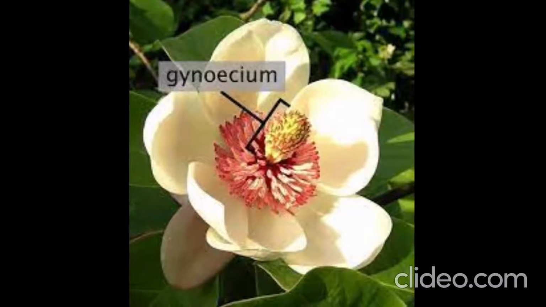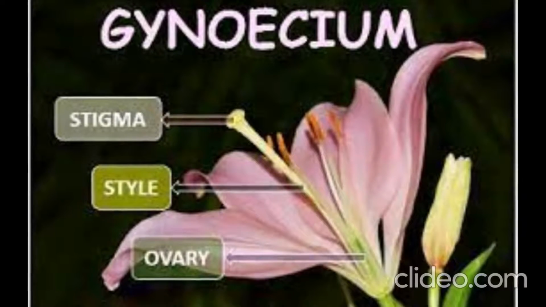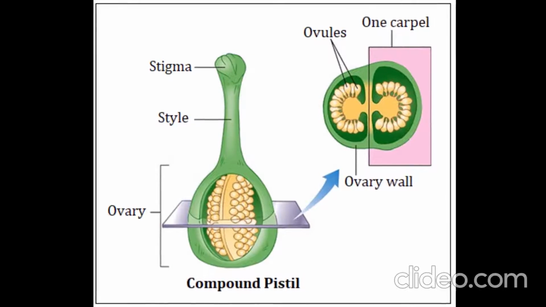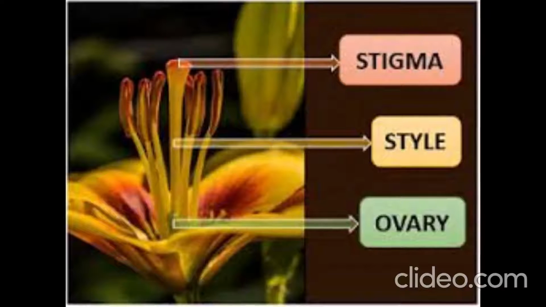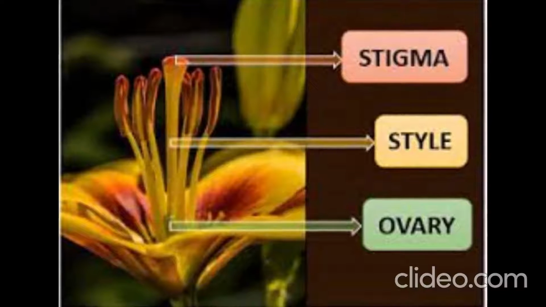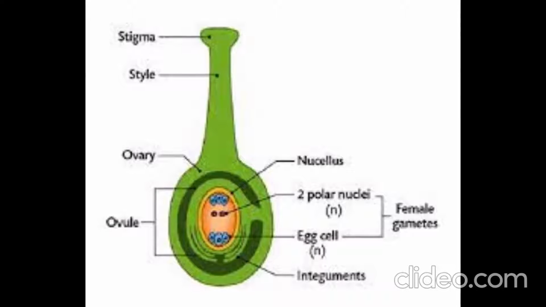Number 4. Gynoecium, the female part. It consists of carpels, the fourth innermost part of the flower. It is also called a pistil. Each carpel is formed of 3 parts: a swollen ovary at the base, a narrow thread-like style in the middle, and a terminal expanded stigma at the top.